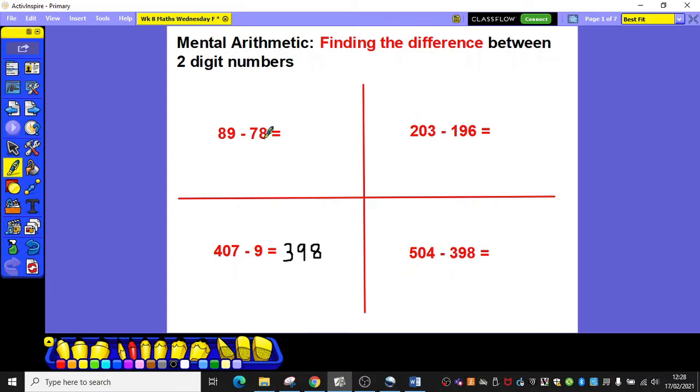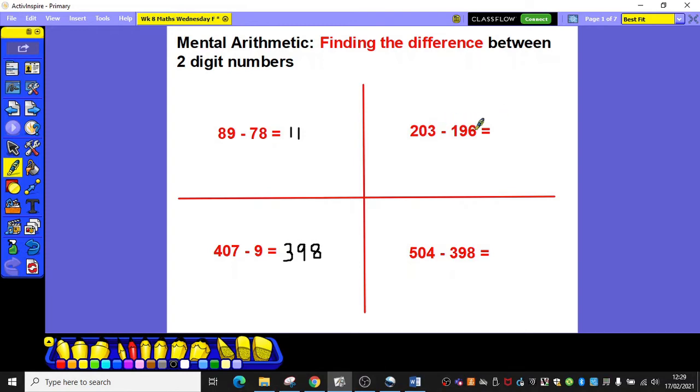So if I add 2, I get to 80, add 9 more, then my difference is 11. And again, I could check that using the inverse. 78 add 10 is 88, add 1 more, 89. Okay, it's always good just to do that little inverse check in your heads, and that way you're continuing to practice your mental math skills as well.